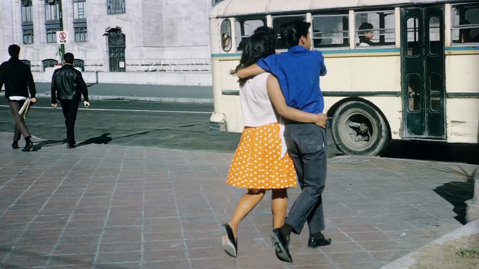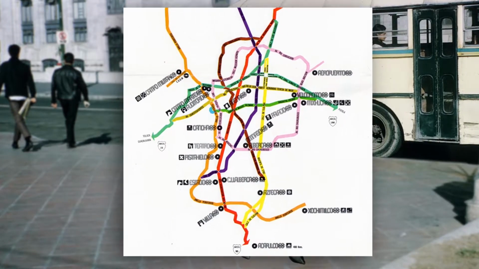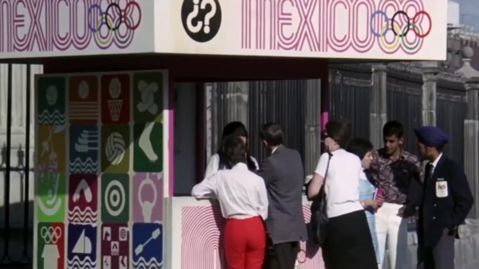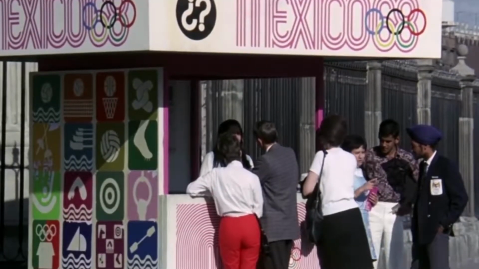The Olympic organizers needed to show that their metropolis was safe, navigable, cohesive, and exciting. They wanted to create a visual identity for the Olympics to really sell Mexico City to all these visitors seeing it for the first time.